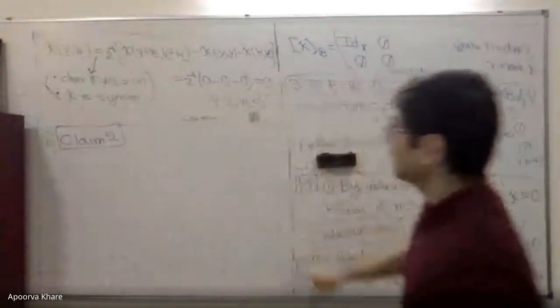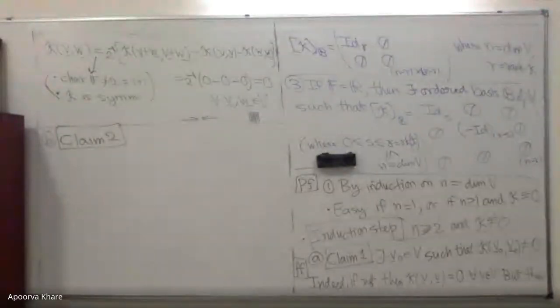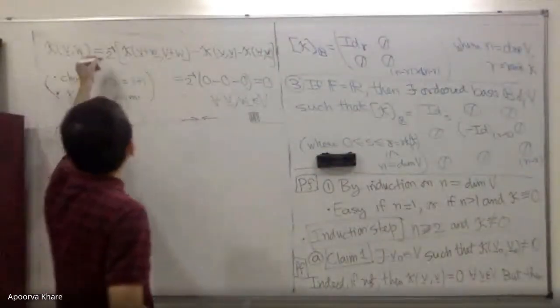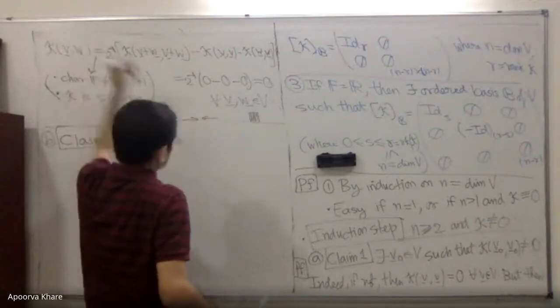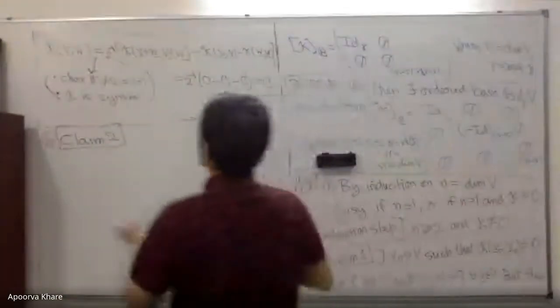Okay, so that was claim 1, just that there exists at least one vector. And now I look at what one calls the perp space to that vector. So what has happened here? Oh, by the way, I should mention that this is called the polarization identity.